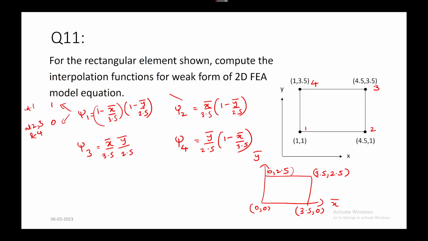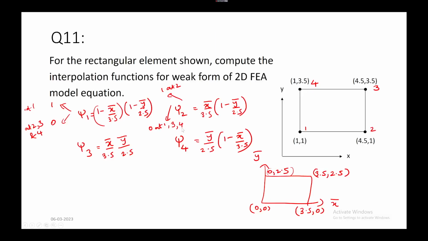This will be 1 at 2 and 0 at 1, 3 and 4. So this will be 1 at 3 and it will be 0 at 1, 2 and 4. Sorry. This will be 1 at 4, 0 at 1, 2 and 3. So you can simply substitute and see.